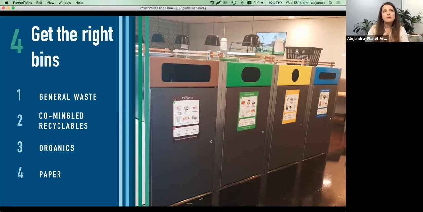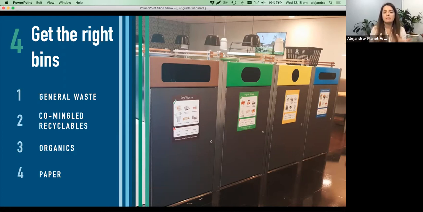And another good tip: let's say that you have these bins in the staff canteen or the kitchen area. In terms of positioning the bins, make sure that the general waste bin is the one that is the most accessible. I know it might sound crazy, because really you want to divert waste from that one, but I assume people in this webinar are really mindful of the environment and want to do the right thing, but not everyone is like that.